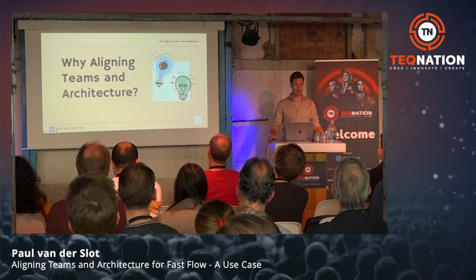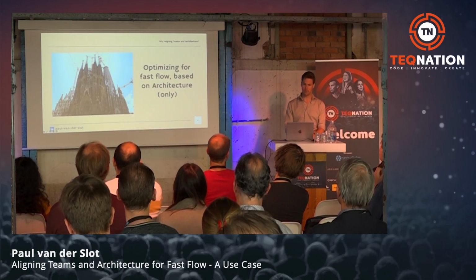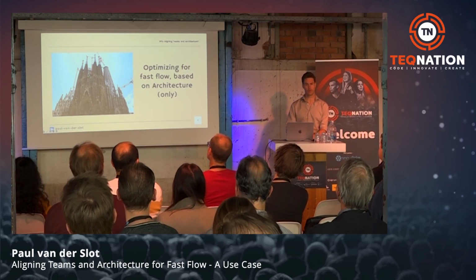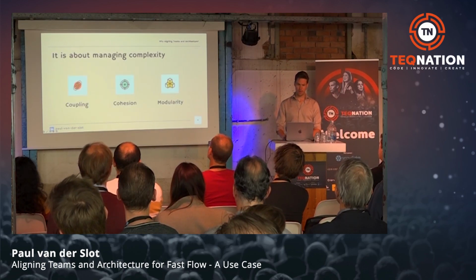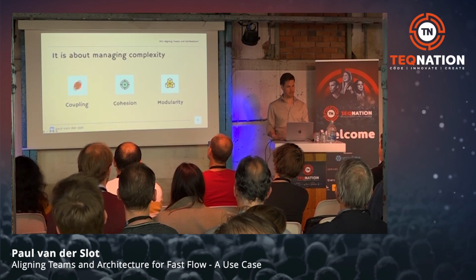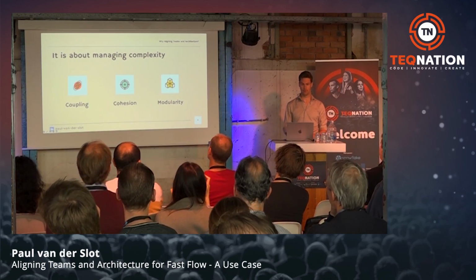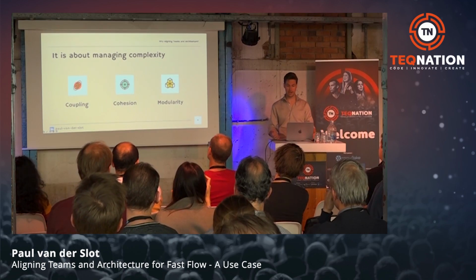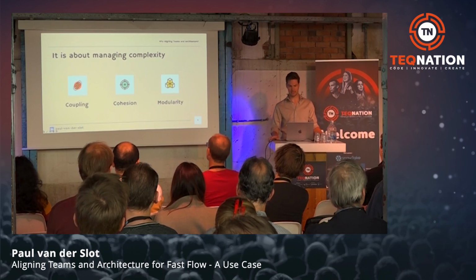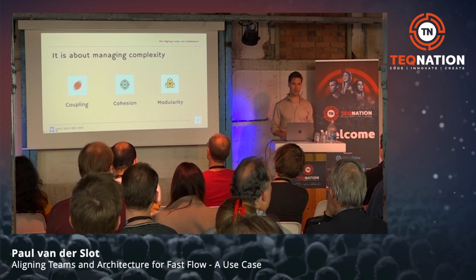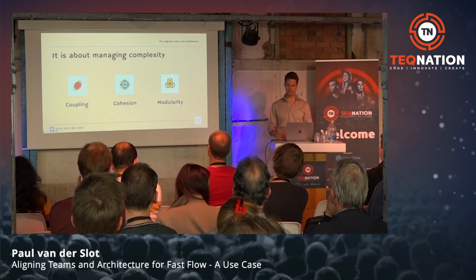So let's start with the why. Why would I want to do this? I'll start here with what would happen if I would optimize only based on architecture for fast flow. Well, architecture is mainly about managing complexity, and it mostly comes down to these principles: loose coupling, high cohesion, and modularity. So what we try to do is have a loosely coupled, highly cohesive system, and in that way split it up in modular parts that are independent of each other, and therefore easier to reason about.